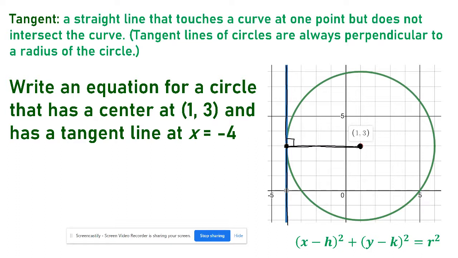So if I go from this point (1, 3) over to the tangent line, I can figure out what my radius is just by counting my number of steps. So it's 1, 2, 3, 4, 5. So my radius is 5.